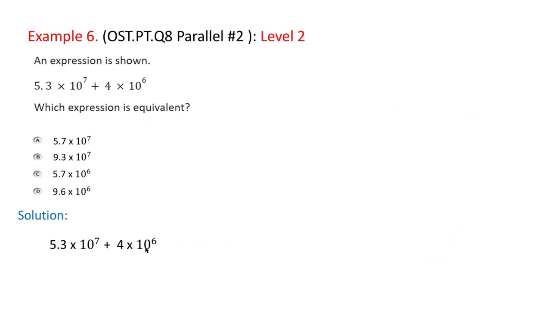Adding these two, I need to turn this into a 7 here. So divide this by 10, multiply this by 10, add them: 5.7 times 10 to the power 7.